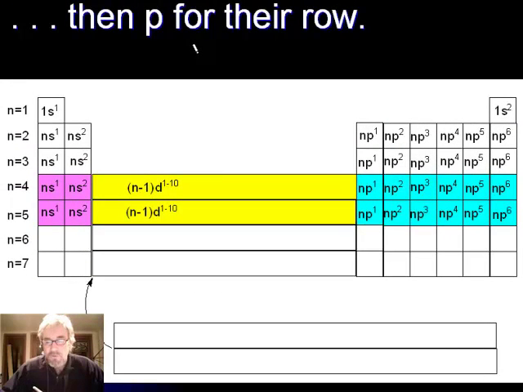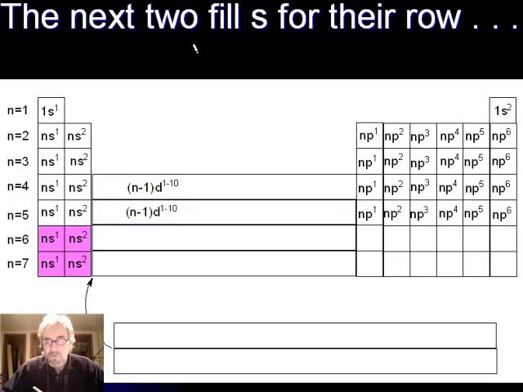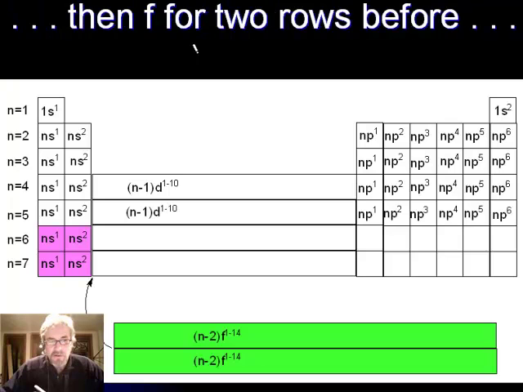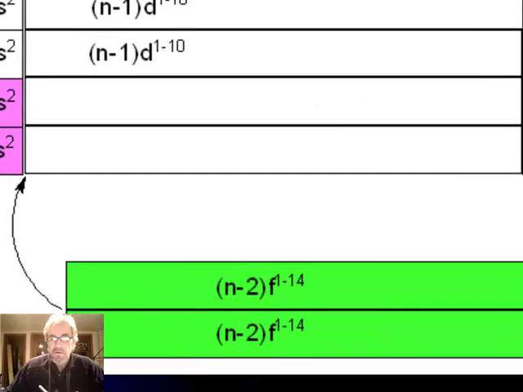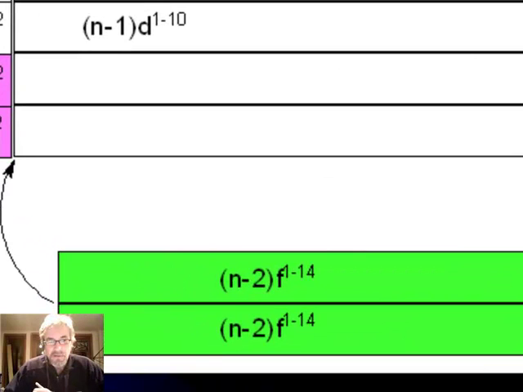The next rows get even more complicated. First you fill the s's in the first two columns. So the first two columns always fill the s's for the row number, so 6s and 7s. Then you skip down to the lanthanides and actinides. Remember, the lanthanides and actinides actually belong in between the S and the D segments here. And guess what? There are 14 columns in the lanthanides and actinides, and there are 14 possible electrons that can populate an F subshell. But that's 2 less than the row number.